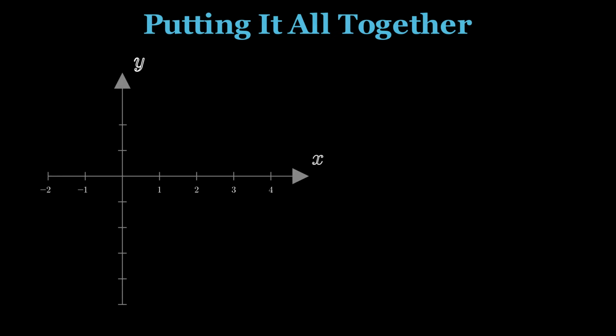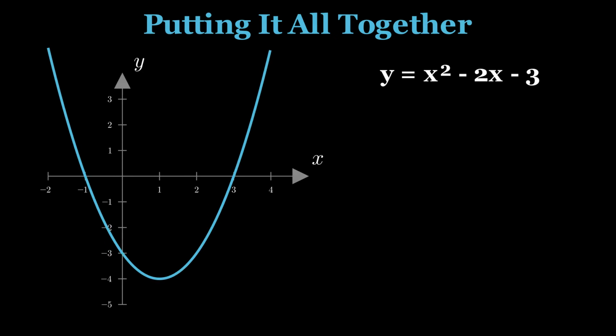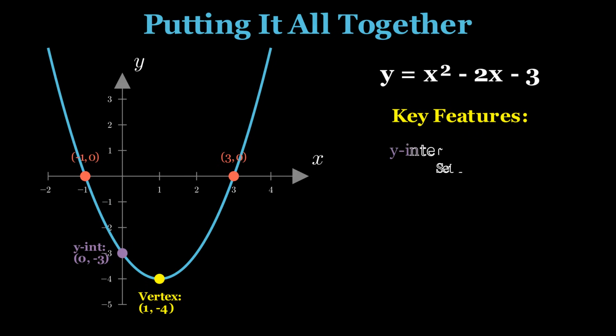Our equation is y equals x squared minus 2x minus 3. First, the y-intercept. Set x to 0. That gives us -3. So the y-intercept is at 0, -3. Next, the roots. We need to find where y equals 0. By factorizing or solving, we get -1 and 3. Finally, the vertex. This is the turning point, the lowest spot on the graph, at 1, -4.